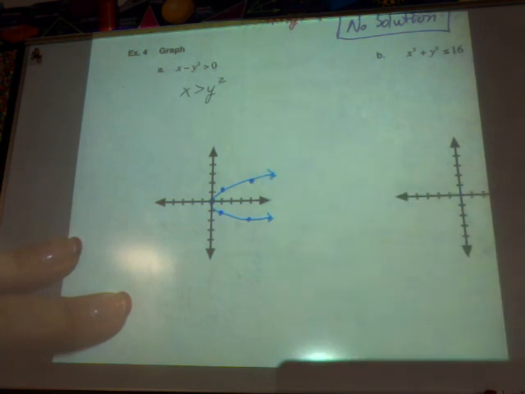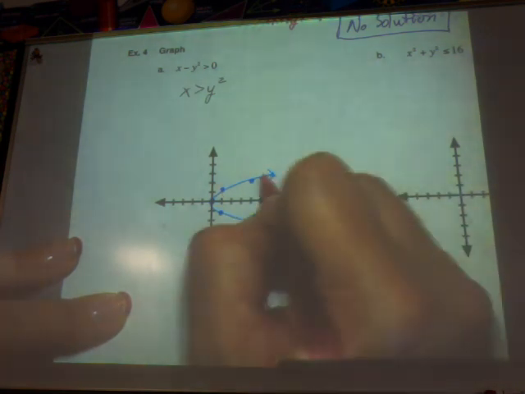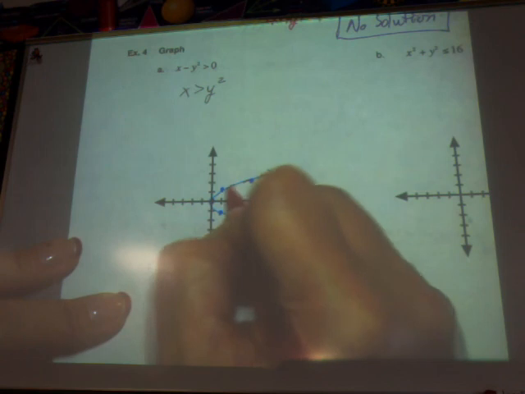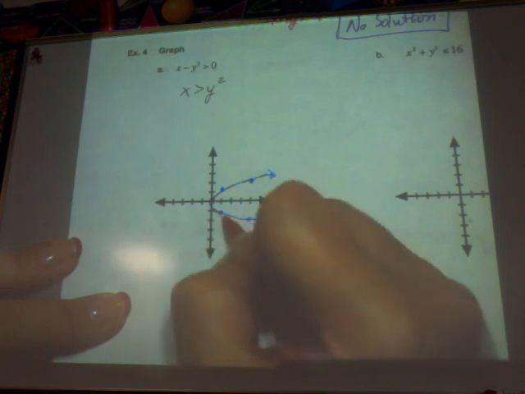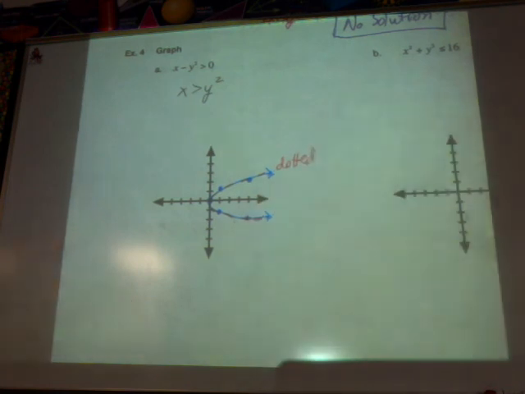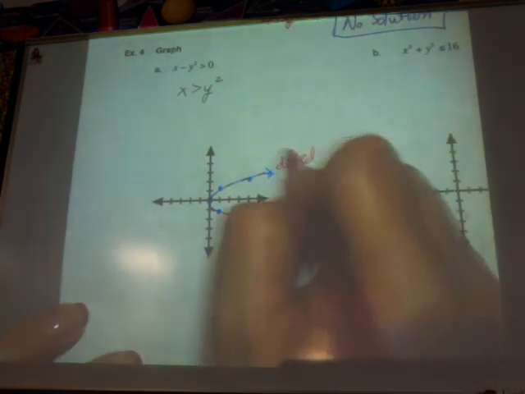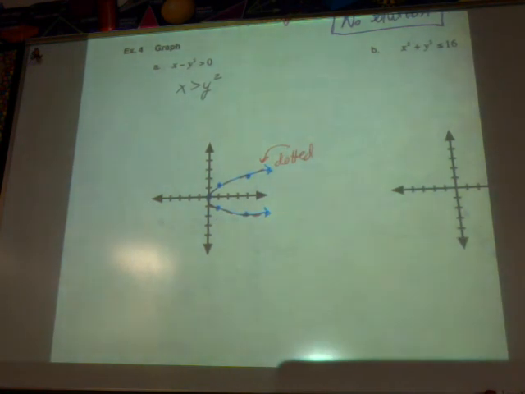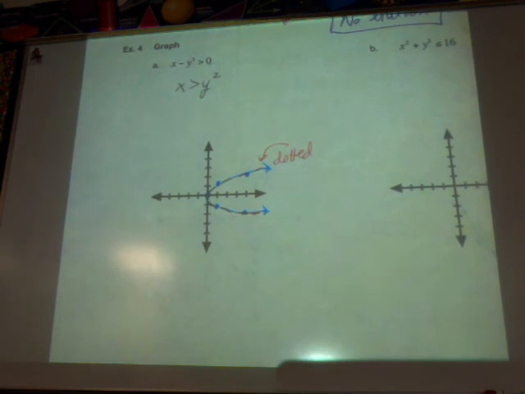Uh-oh, what did I forget? Dotted, dotted, I can't erase, super dot. See, in case you're not sure, that line is dotted. Whoops. So it says greater than. Where do you shade it? If you're not sure, and yes, you do shade it inside.